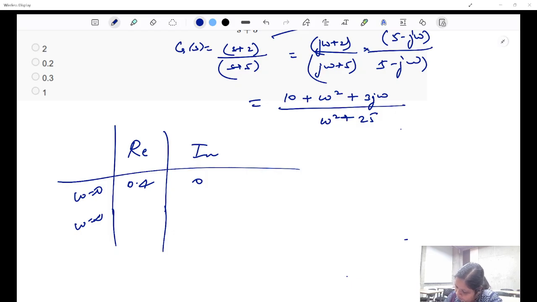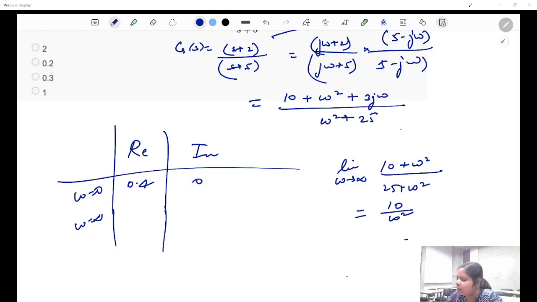For omega tends to infinity, we'll have to check. So see, limit omega tends to infinity, (10 plus omega square) upon (25 plus omega square). We'll divide both numerator and denominator by omega square. It would be (10 upon omega square plus 1) upon (25 upon omega square plus 1). It would eventually remain to be 1. So 1 is here, and then the imaginary part would be 3j infinity. Infinity would come in the numerator, right?